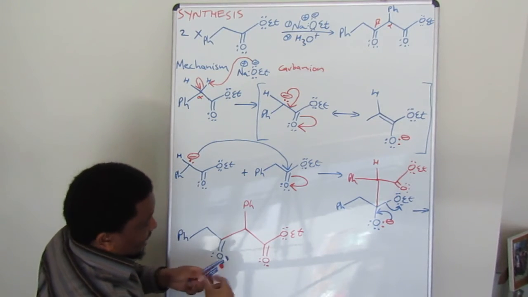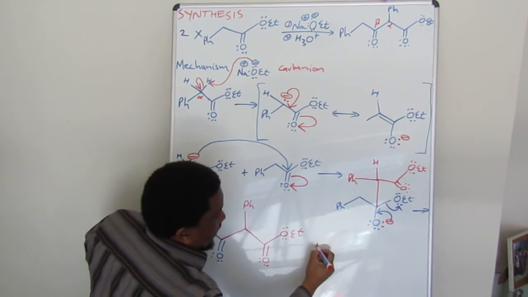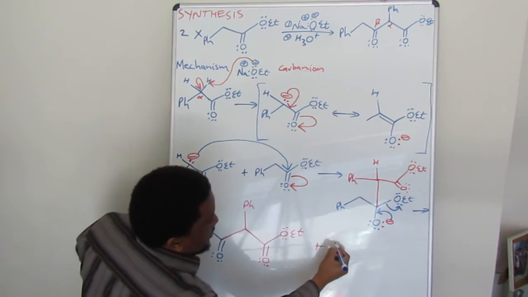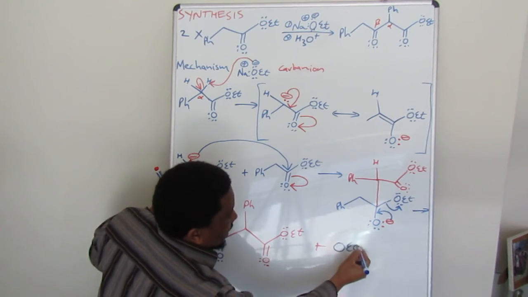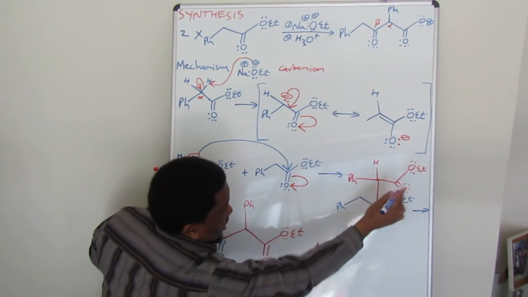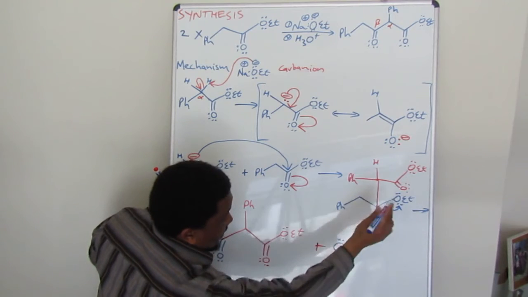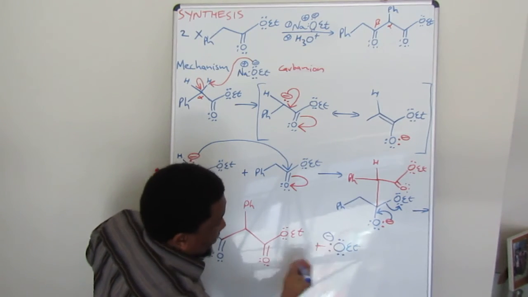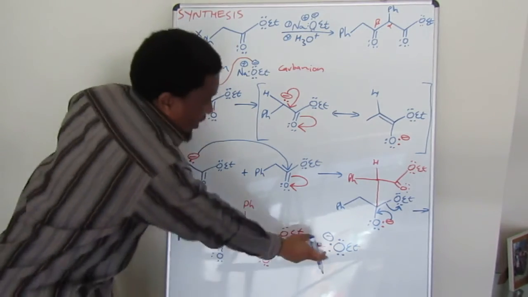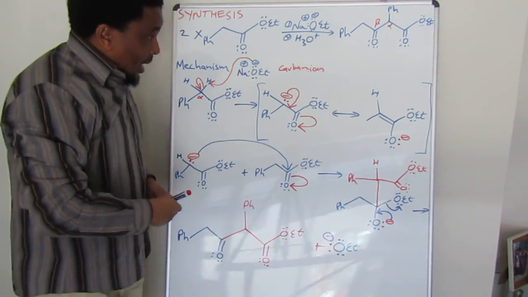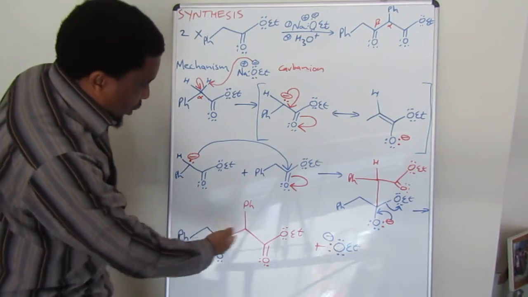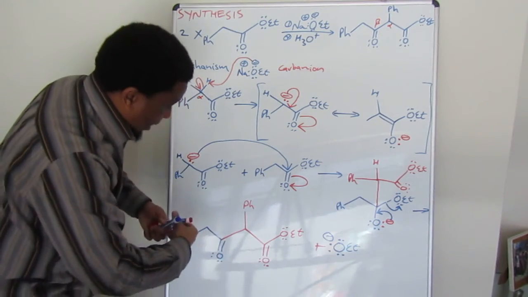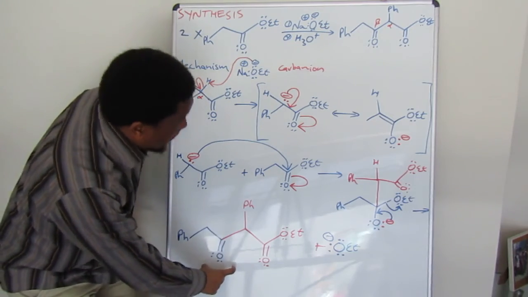Now, what else have I formed here? As my byproduct, I have formed my OET minus. That is the one that left. That was expelled as a good leaving group. There we go, negative. So this is what I form here. Now if you look at this, you can automatically tell that this is our starting material.